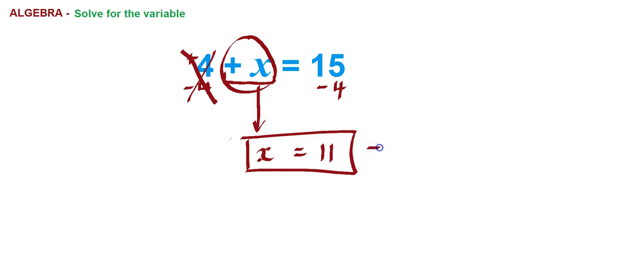We should always get into the habit of checking. And we do that by substituting to see if we are correct. So we think we know what x is, right? We think that x is 11, so I can forget about that. 4 plus 11 equals 15, is that correct? Yes, it is. Therefore, this is correct, and our working is correct.